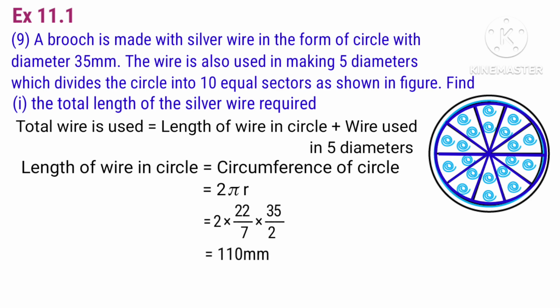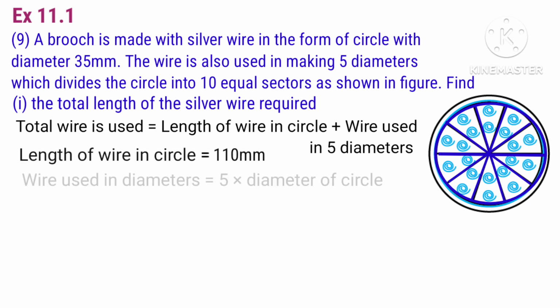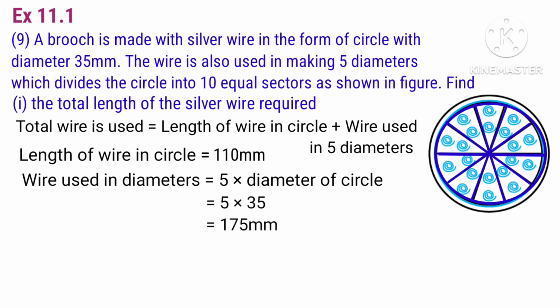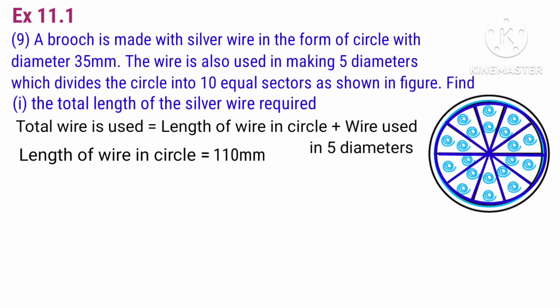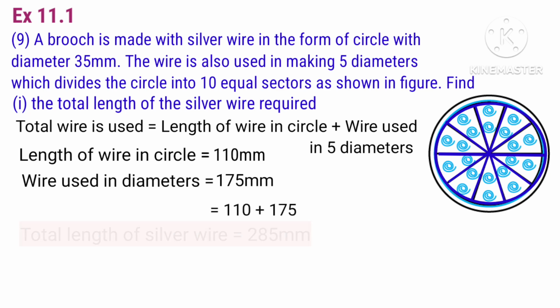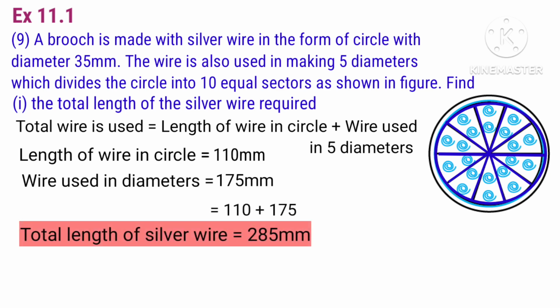So when we multiply, we'll get 110 millimeter. So now wire used in 5 diameters is equal to 5 into diameter of circle, that is equal to 5 into 35, that is 175 millimeter. So now we need to find total wire used, that is total wire used is equal to length of wire in circle plus wire used in 5 diameters, that is 110 plus 175 is equal to 285 millimeter.